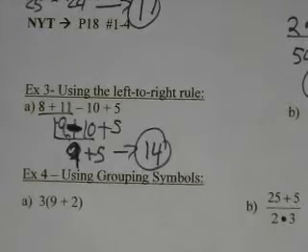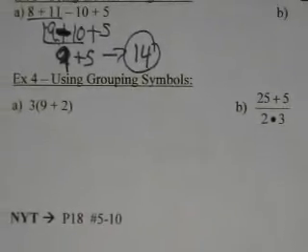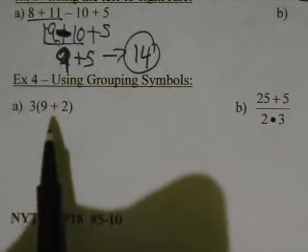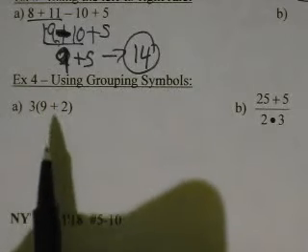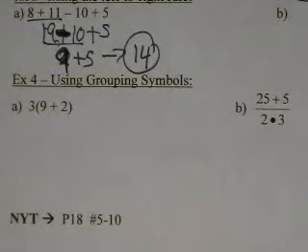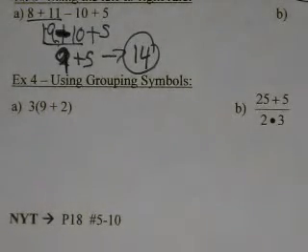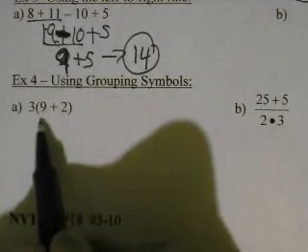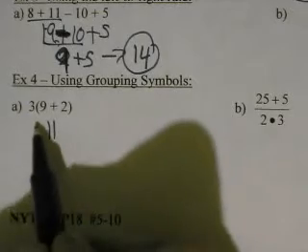Finally, since we're running low on time, is our grouping symbols. Those are the parentheses. We haven't seen any of them yet. With these parentheses, you always do the math inside the parentheses first. For example, here we see 9 plus 2 inside the parentheses. 9 plus 2, we do that first, get 11.